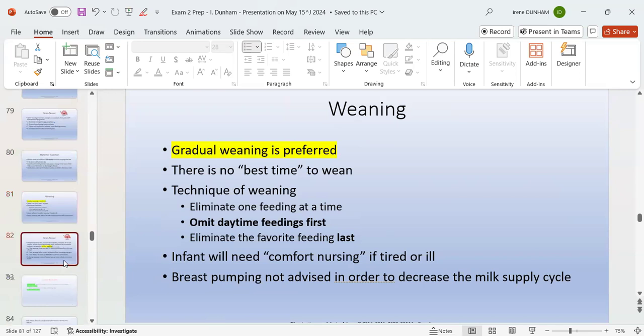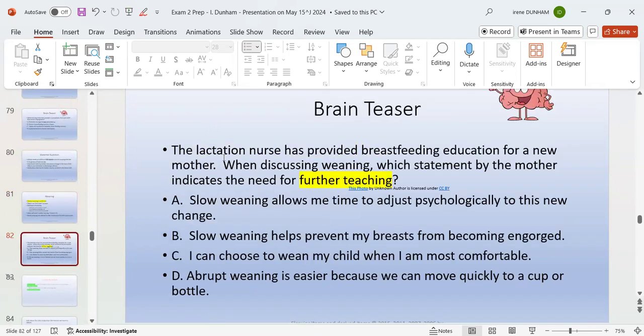It's psychological. All righty. The lactation nurse has provided breastfeeding education for a new mother. When discussing weaning, which statement by the mother indicates the need for further teaching? Let's look at them. Remember, we need further teaching, so three of them are correct and one is not, right? Slow weaning allows me time to adjust psychologically to the new change. Okay.